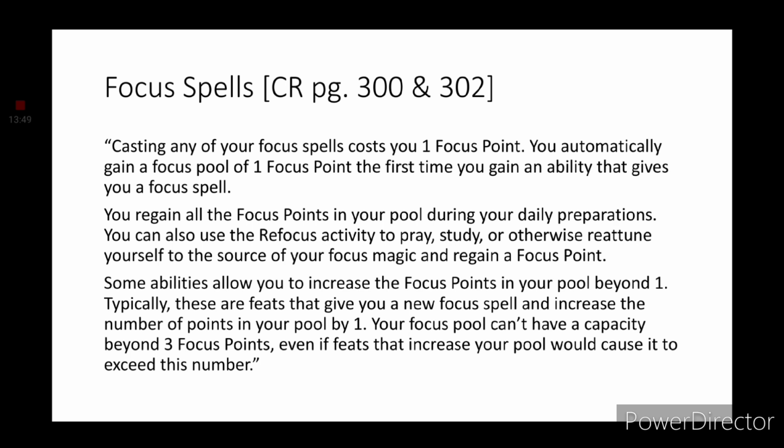Some abilities allow you to increase the focus points in your pool beyond 1. Typically, these are feats that give you a new focus spell and increase the number of points in your pool by 1. Your focus pool can't have a capacity beyond 3 focus points, even if feats that increase your focus pool would cause it to exceed this number. So that must mean that focus spells are a bit more powerful than normal spells. Probably not by much, but they're going to be a little bit more powerful, judging by this limitation.